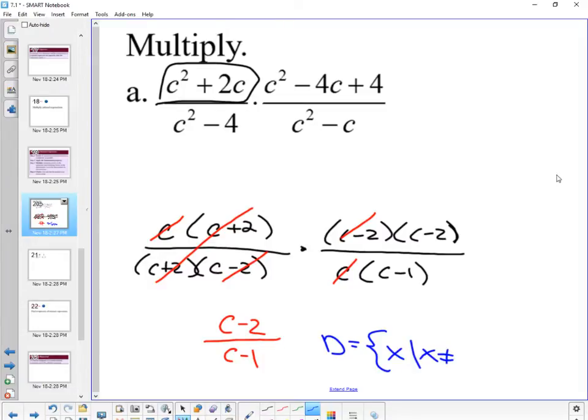What can X not be? It can't be 1, because of this one. What else? It cannot be 2 because of this one. C over C is 1. Where would negative 1 be a problem? Just look at the denominators.